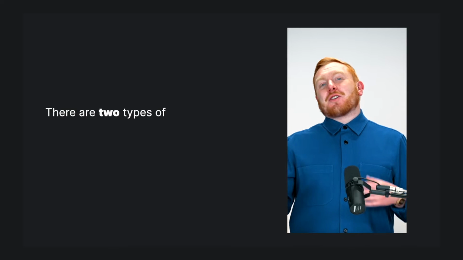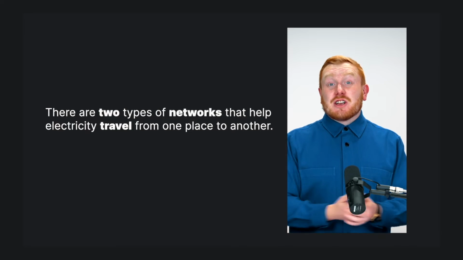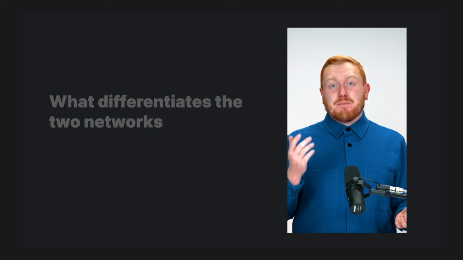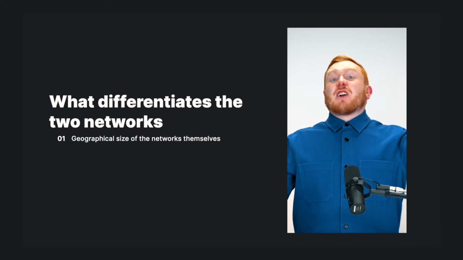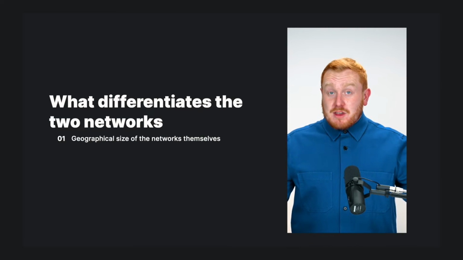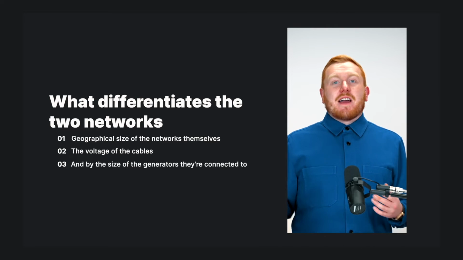Now we know what generation and demand mean, you need to understand how electricity travels from generation sites to the places where the demand is coming from. The electricity produced by generators travels through wires and cables to where it needs to be. There are two types of networks that help electricity travel from one place to another, and they're essentially differentiated by size in more than one sense. Those two networks are defined by the geographical size of the networks themselves, by the voltage of the cables, and by the size of the generators they're connected to.